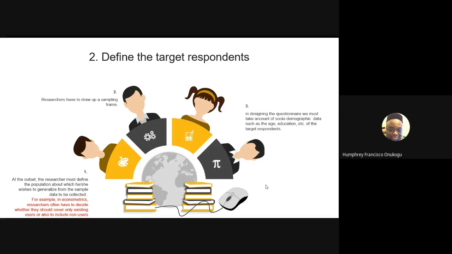There are many kinds of respondents for a questionnaire design. Maybe you want to do research in the market. In the market, there are so many people. You have the wholesalers, the retailers, the buyers, the shop owners. Your research is based on the market. But at this stage, you have to define exactly who the target people are that you aim to conduct your research on. At the outset, the researcher must define the population about which he or she wishes to generalize from the sample data collected.